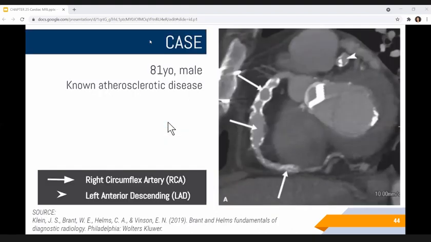We have here a sagittal oblique MPR image through the right coronary artery in an 80-year-old man showing extensive atherosclerotic disease with multiple RCA aneurysms. These are pointed by the white arrows, and the partially visualized left anterior descending artery is also aneurysmal, marked by the white arrowhead.